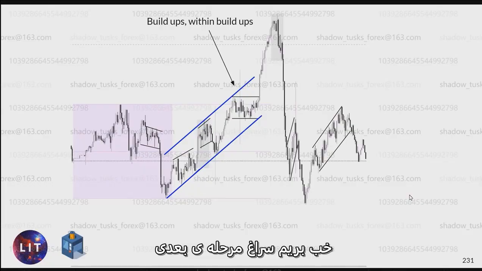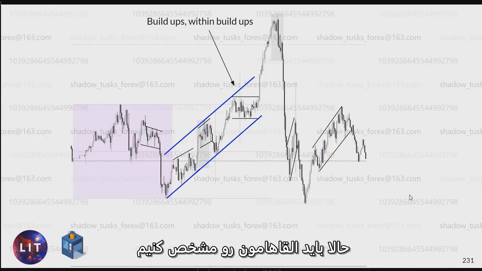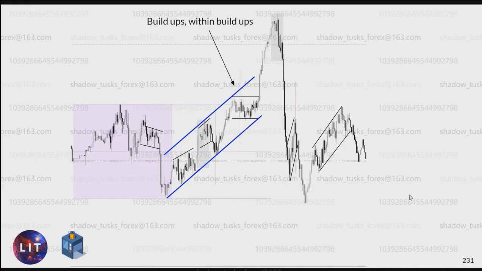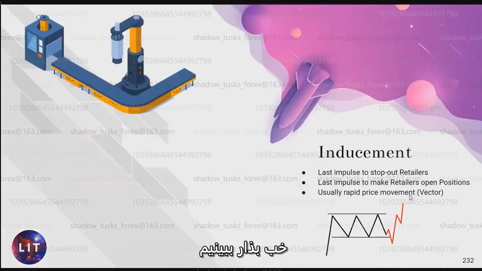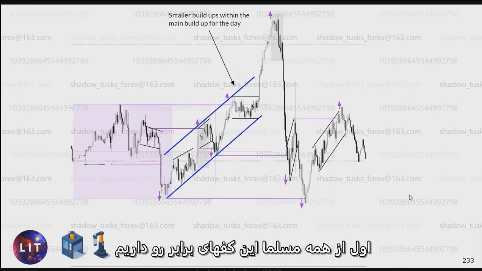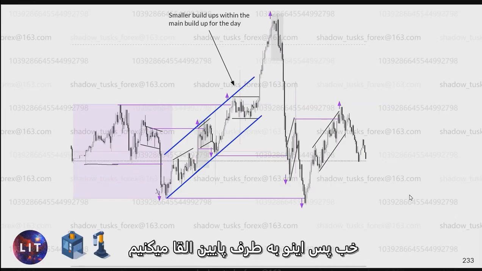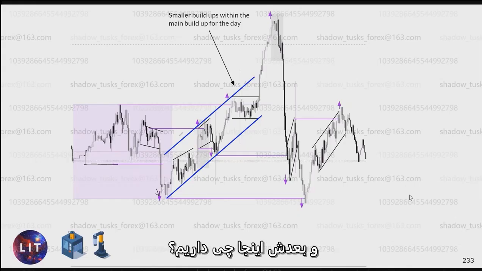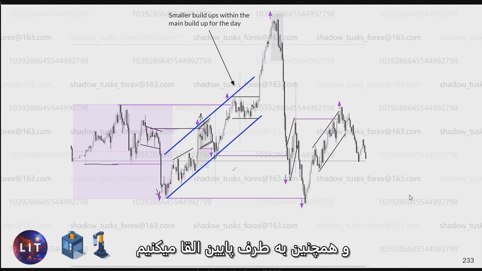So let's jump into the next step. We've had our build-ups. Now we want to identify our inducements. Okay, perfect. Let's see. Our inducements would be, first off, we've obviously got these equal lows. So we induce this to the downside. And then we've got here, we build equal highs. We build this channel, we induce to the high side and also induce to the downside.